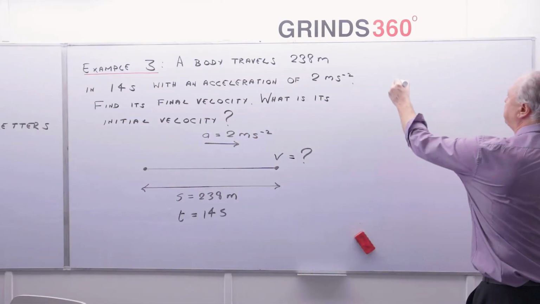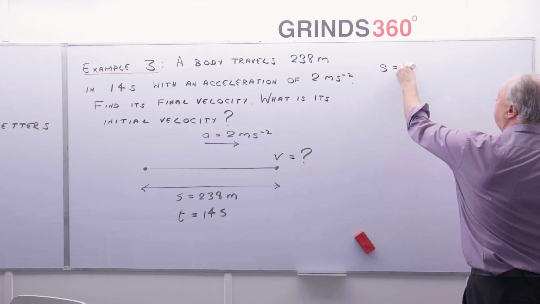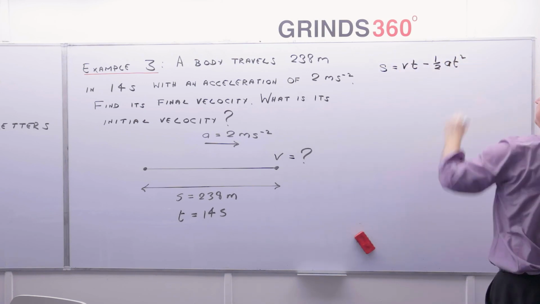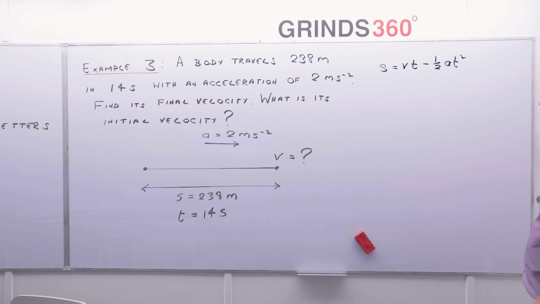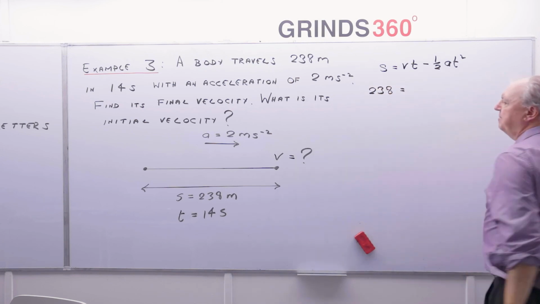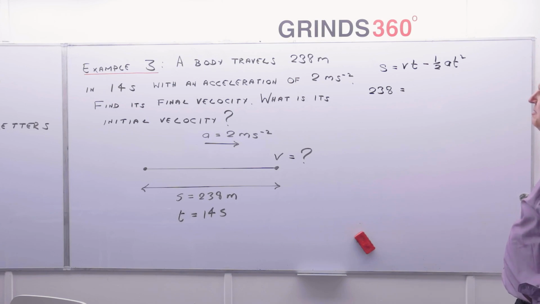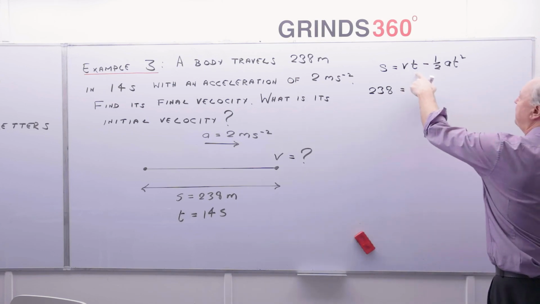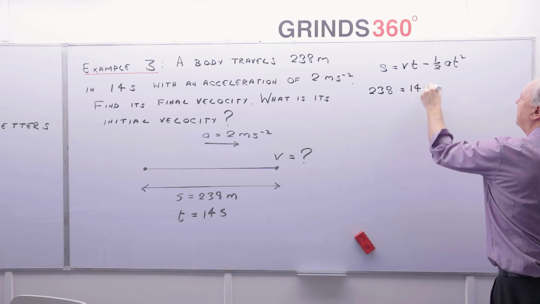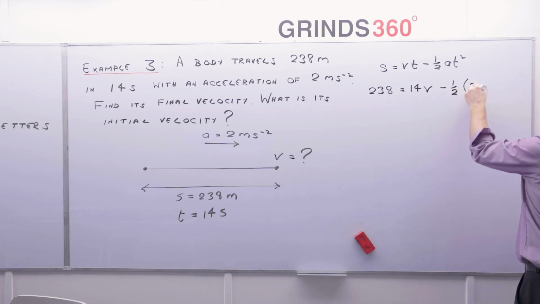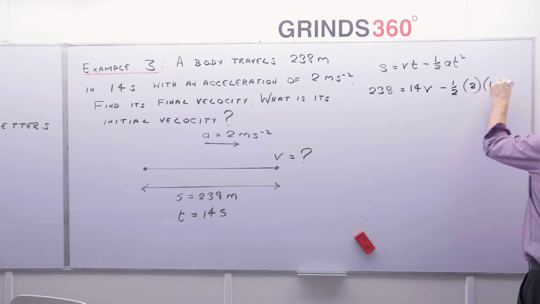So S equals VT minus a half AT squared. Let me put my numbers in. S is 238. V is what I'm looking for, multiplied by T, which is 14. So that's V by 14, or 14V, minus a half. A is 2 by T squared, which is 14 squared.